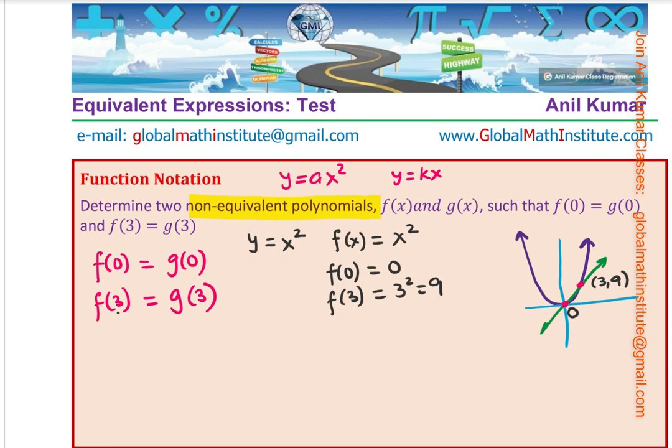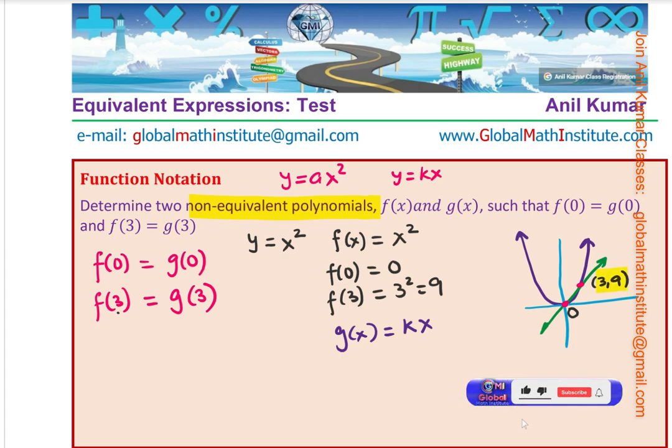What could be the other function? So let's take g of x as the other function equal to the line, right? So g of x is a constant times x, direct variation. Now we know, because it goes through the origin, that b is 0, right? So I know it goes through point (3, 9). That is the second point on it.